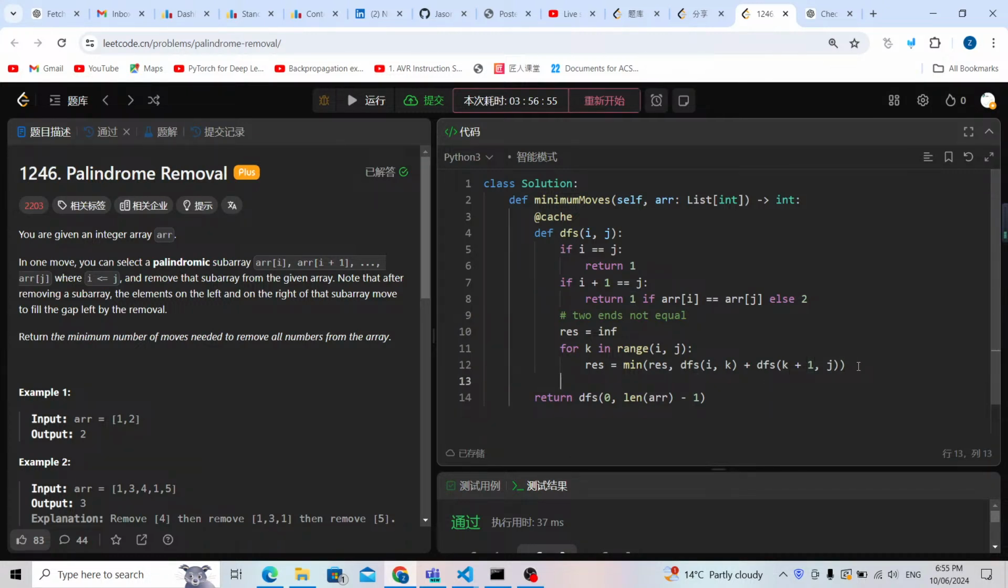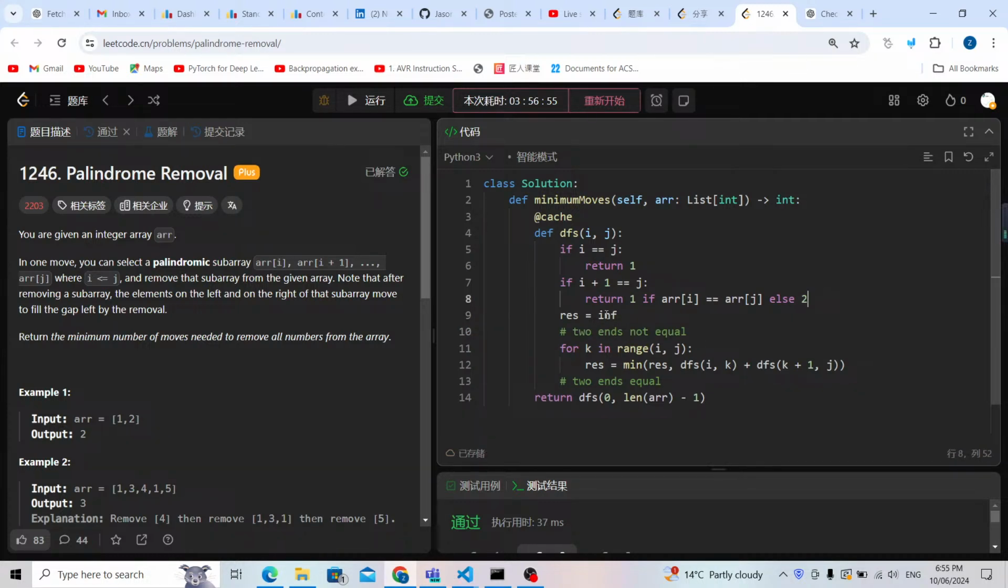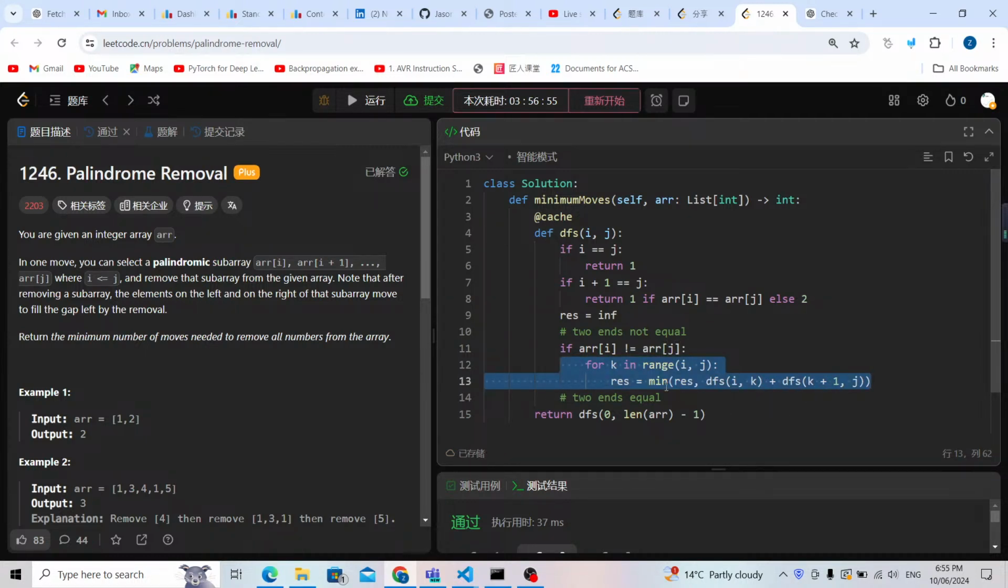So this is for when they are not equal, but another case is that the two edges are equal. If they are not equal, I have to check, so if array i is not equal to array j, this means they are not equal. So I'm going to enumerate all the different cases and check the minimum value.